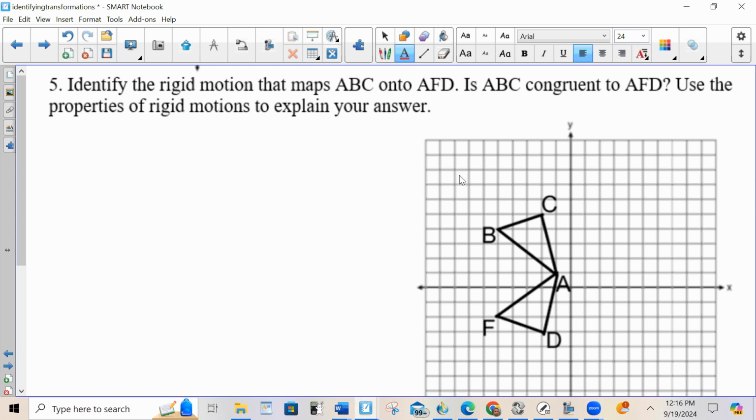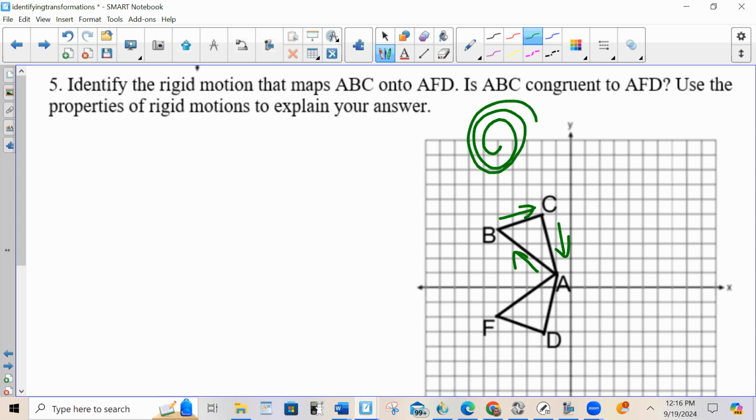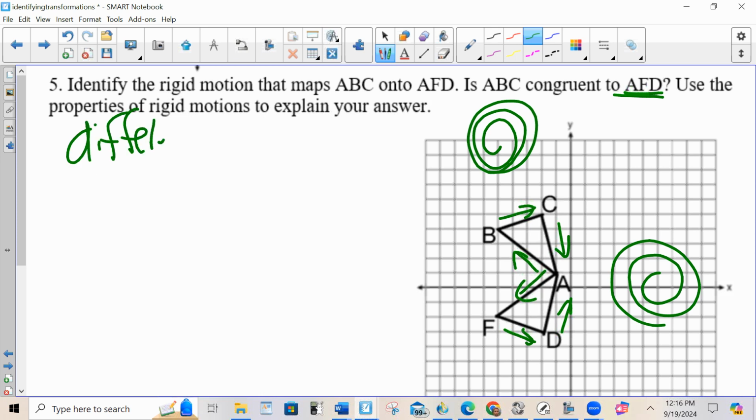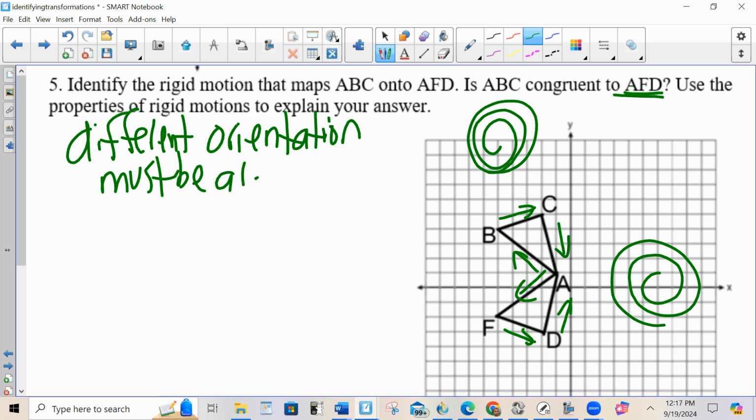Check for orientation. It's very similar to the last one. A, B, C. A to B to C. That is going clockwise. A to F to D. And again, you're looking at the letters that are here. A to F to D is going counterclockwise. The orientation is different. Therefore, there must be a reflection. The reflection is the only one that changes it.